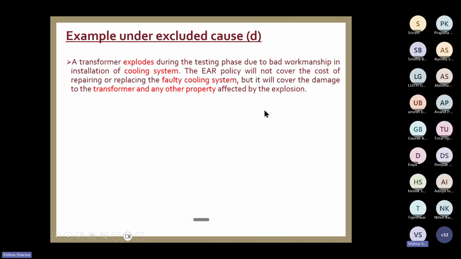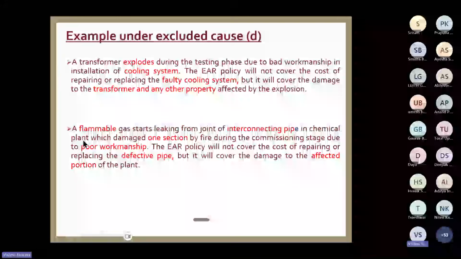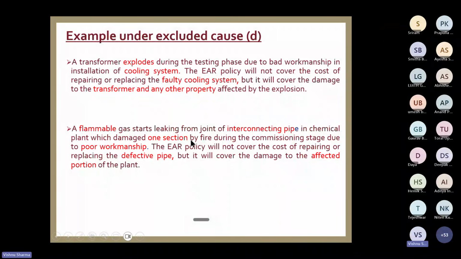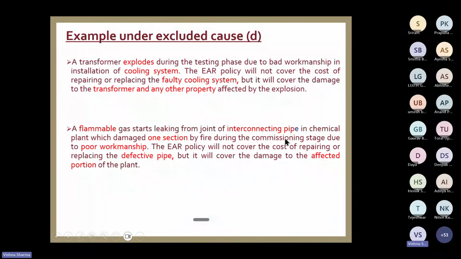Now let us see another example. A flammable gas starts leaking from a joint of interconnecting pipes in a chemical plant, which damaged one section by fire. Okay, there is a leakage. How has this leakage taken place? Because of bad workmanship, faulty work while joining two pipes. So there was a leakage, and due to that, this gas leaked. Okay, and it damaged one section by fire, and it caught fire.